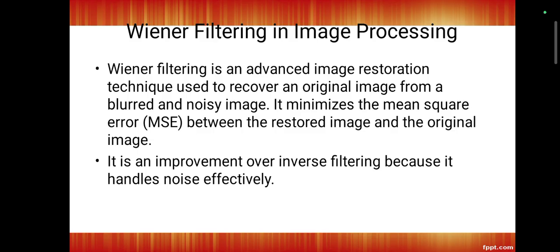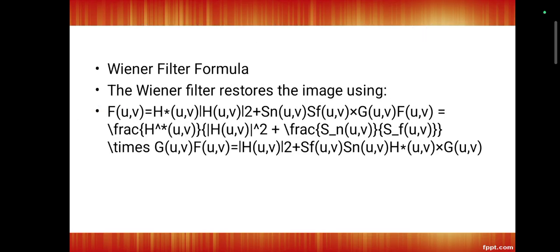The important equations involved in Wiener filtering in image processing: considering we need to design the Wiener filter in the frequency domain as W of u comma v. Wiener filtering is an advanced image restoration technique which is used to recover an original image from a blurred and noisy image. It minimizes the mean square error between the restored image and the original image.